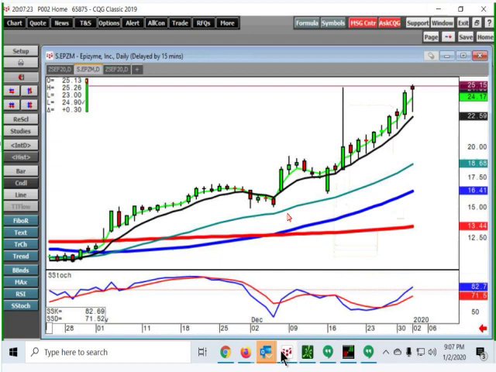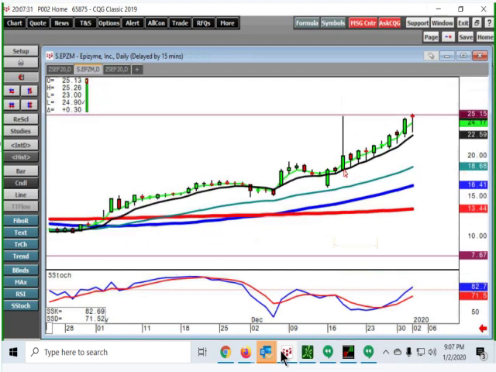What didn't this do? Never closed below the T line. So what did that tell you about your trend? You're still in an uptrend. You buy once it trades above the T line.